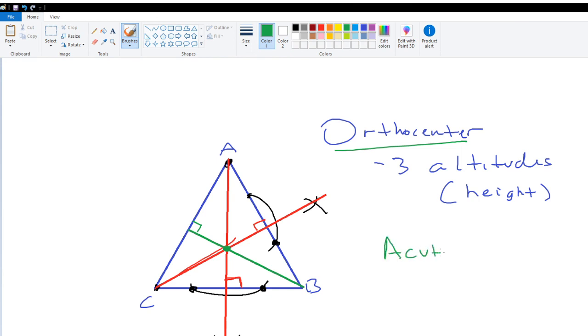The orthocenter, just like the circumcenter, could be inside the triangle if it's acute. It can be on the actual triangle, on the line or a segment if it's a right triangle, and outside of the angle if it's an obtuse triangle. So that was the orthocenter, and right before that we had the centroid.